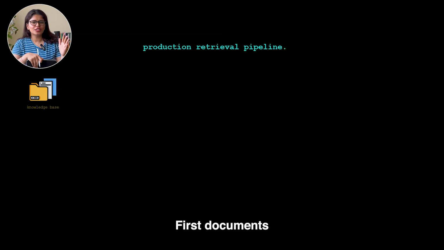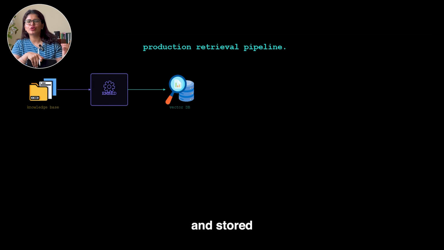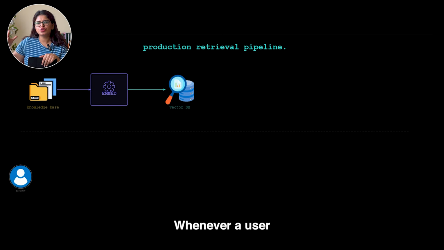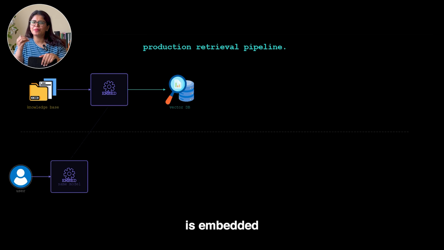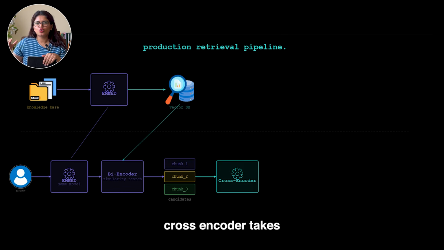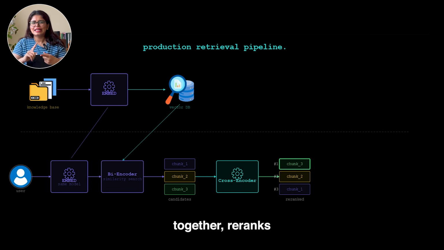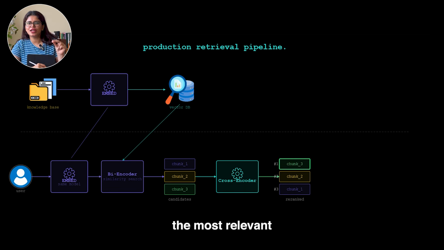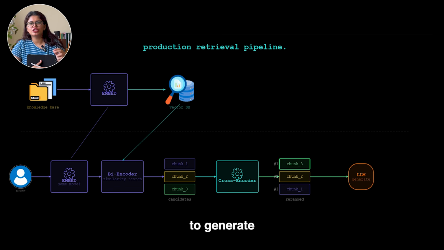So here is the complete production retrieval pipeline. First, documents are embedded and stored in the vector database. Whenever a user asks a question, the query is embedded using the same embedding model that we used while embedding the documents. A bi-encoder performs a fast similarity search and retrieves the top candidate chunks. Then a cross-encoder takes those candidates, looks at the query and each chunk together, re-ranks them and pushes the most relevant chunks to the top. Finally, those re-ranked chunks are sent to the LLM to generate the answer.